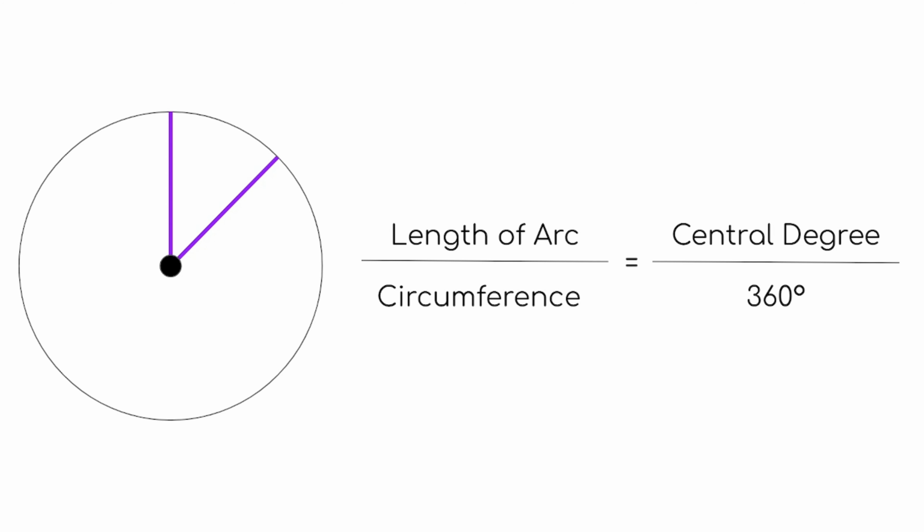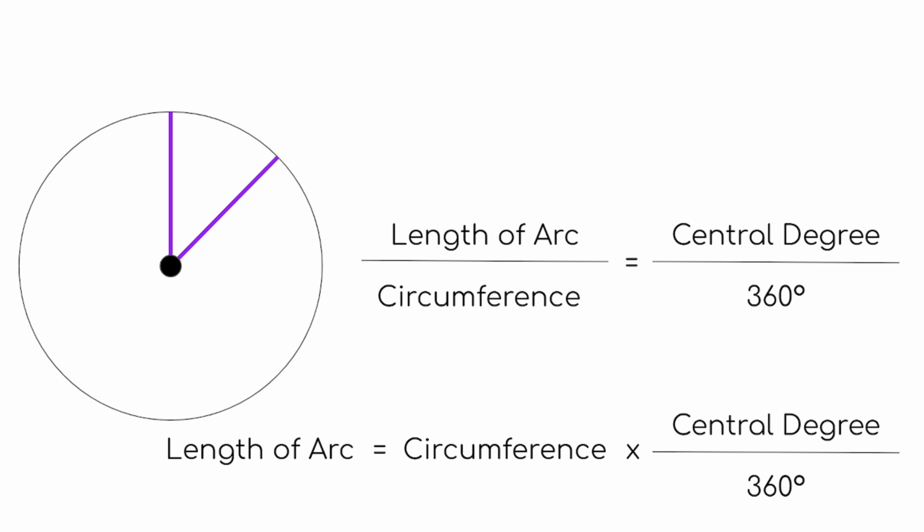Moving on from equations of circles, we have arc length. Now you can use this proportion here to find it out. The length of an arc over the circumference is equal to the central degree over 360 degrees. Now this is also equal to just the circumference times the central degree over 360. So whatever way makes it easier for you, you can use that.